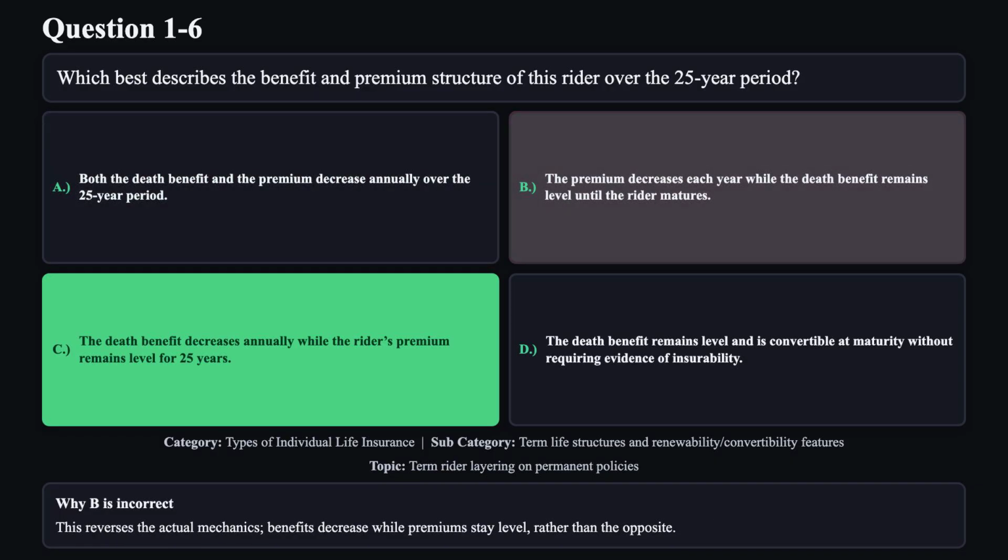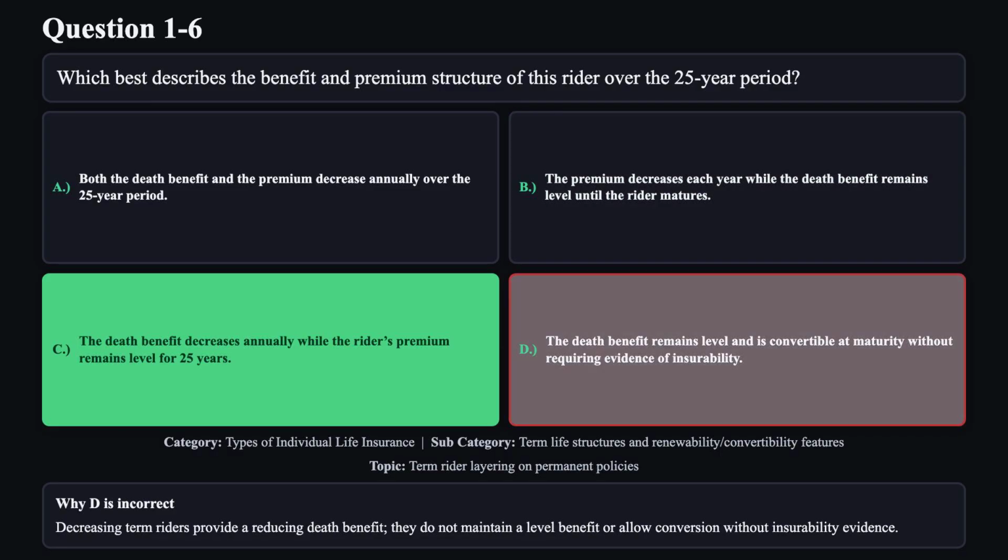Reason B is not correct. This reverses the actual mechanics. Benefits decrease while premiums stay level rather than the opposite. Reason D is not correct. Decreasing term riders provide a reducing death benefit. They do not maintain a level benefit or allow conversion without insurability evidence.